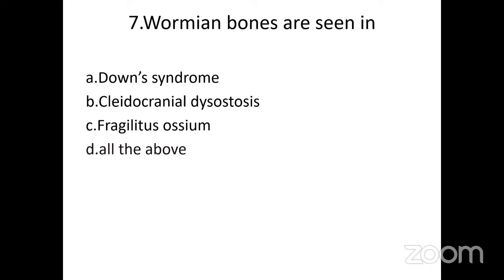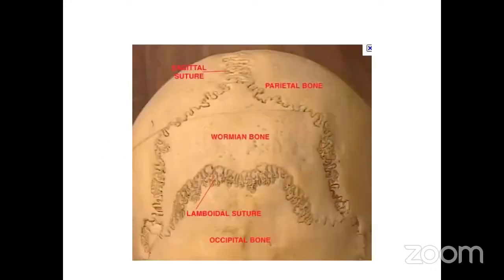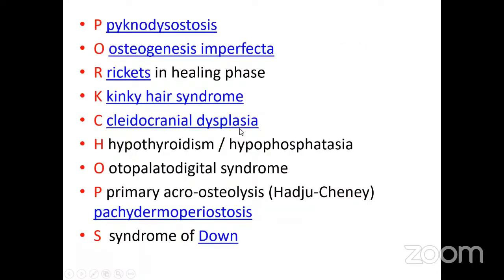So in all these conditions, Wormian bone will be seen. Wormian bone is nothing but an intersutural bone, and it is seen in a lot of conditions. To remember them, use the mnemonic PORK CHOPS: pycnodysostosis, osteogenesis imperfecta, rickets in the healing phase, Kinky hair syndrome, cleidocranial dysplasia, hypothyroidism, hypophosphatasia, oto-palato-digital syndrome, primary acro-osteolysis, and Down syndrome.